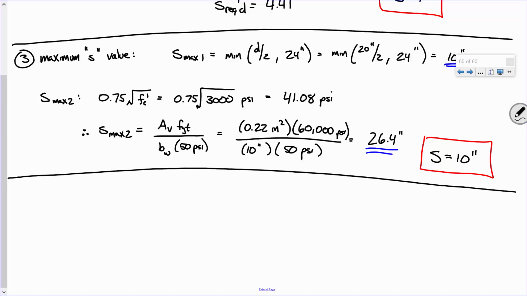Make sense? So for step 4, we're going to find something kind of interesting. This is where you got to use your noggin and pay attention. Determine the range for S equals 10 inches. So basically what I'm going to do is say, let's assume S equals 10 inches. Let's compute the capacity and figure out where that is on the shear diagram. Does that make sense? Okay. So start off, compute VS.